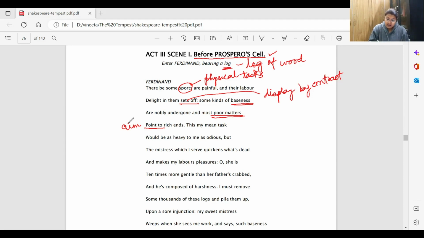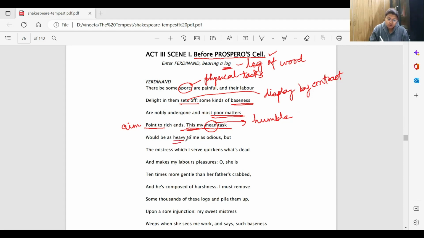Now he says, "This my main task." Now he is talking about the particular task of piling the wood. This my main task, he is considering it as main task. Mean means humble, which he is not supposed to do. Now, you can be asked in completion of sentences, why does he call it a mean task? Because being a prince, he is not supposed to do such laborious tasks, such low, humble tasks. All right.